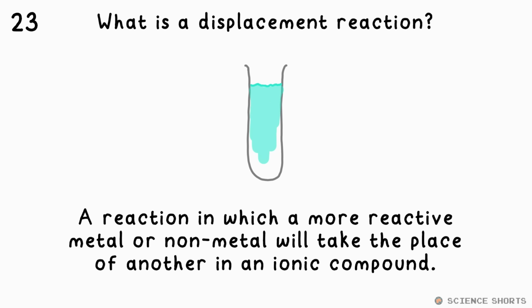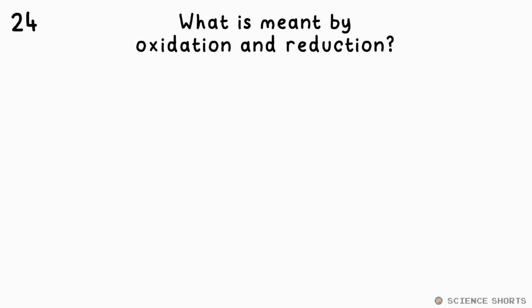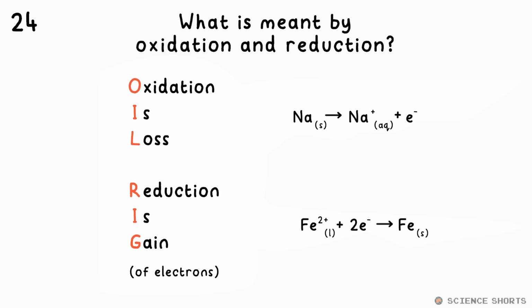When an ionic compound generally encounters a more reactive metal or non-metal, this metal or non-metal will displace or take the place of the less reactive one that's in the compound. It gets kicked out. What is meant by oxidation and reduction? Remember OIL RIG. Oxidation is loss, reduction is gain of electrons.